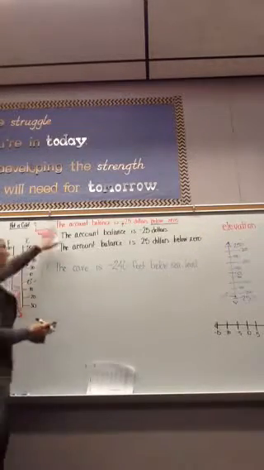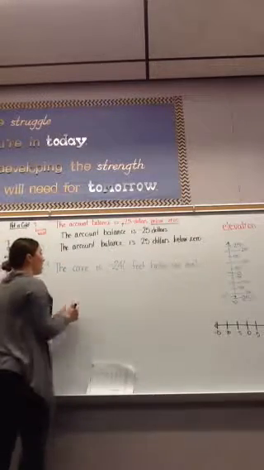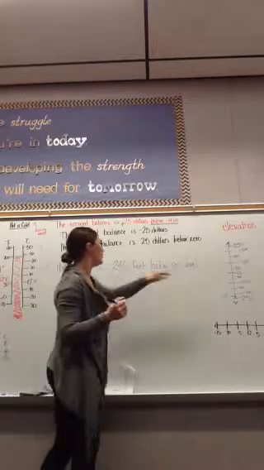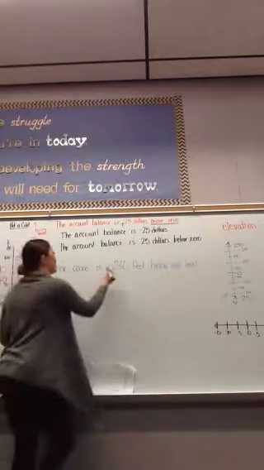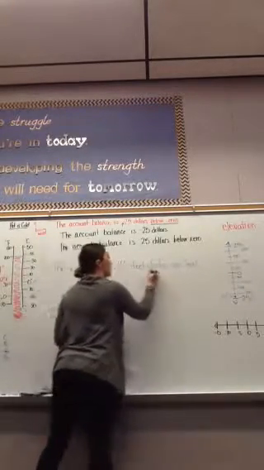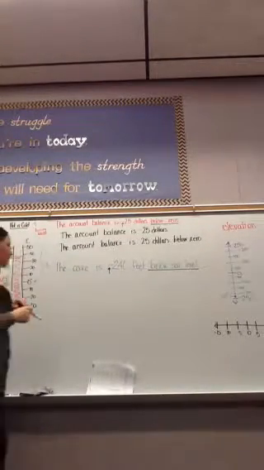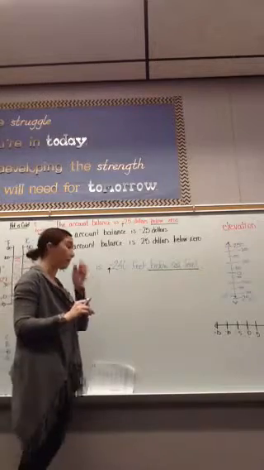We're going to go away from talking about money and talk about elevation. The cave is negative 240 feet below sea level. Rewrite that sentence so that it doesn't have both the negative sign and below sea level. Push pause until you have that done, and you can write it anywhere on your paper.